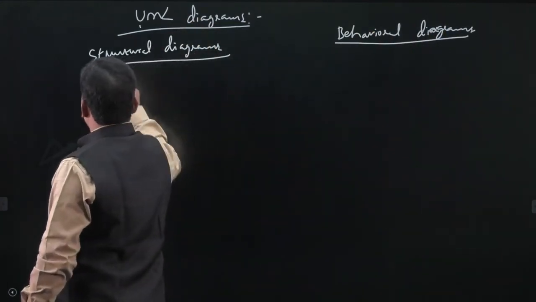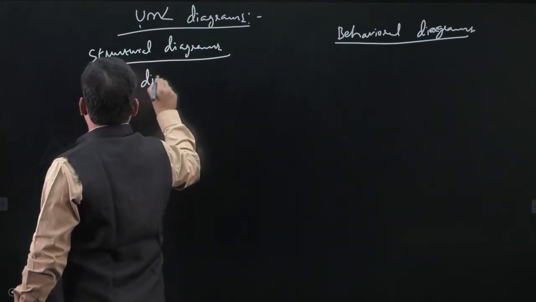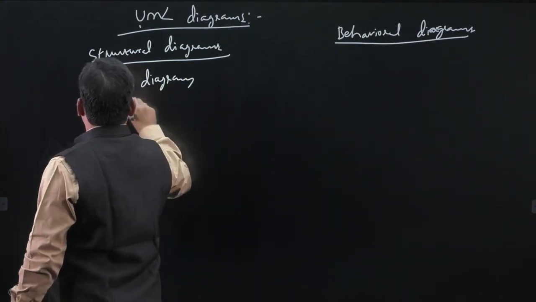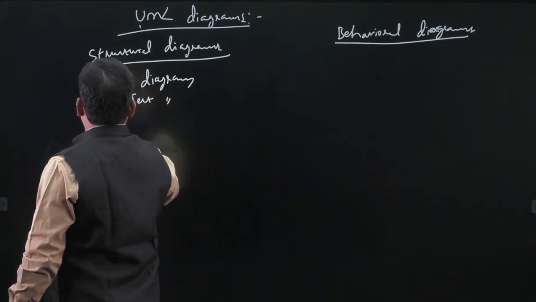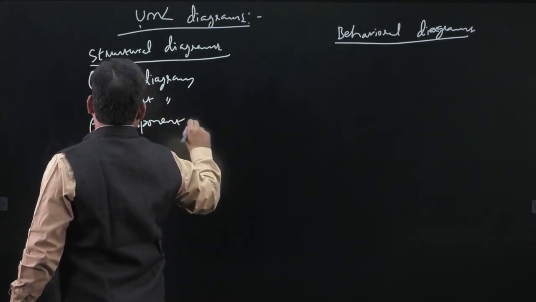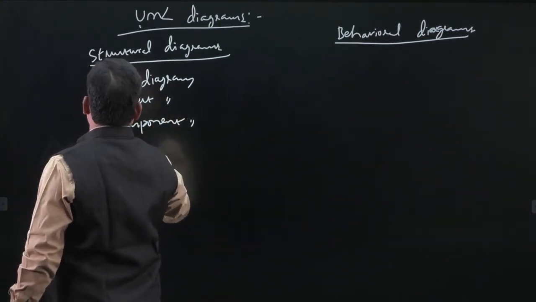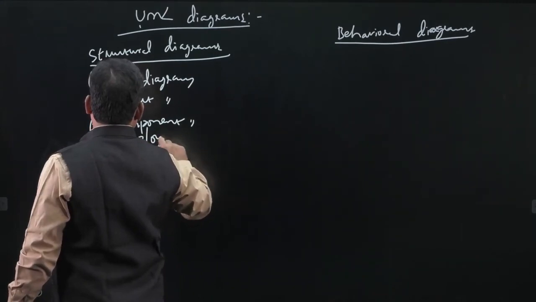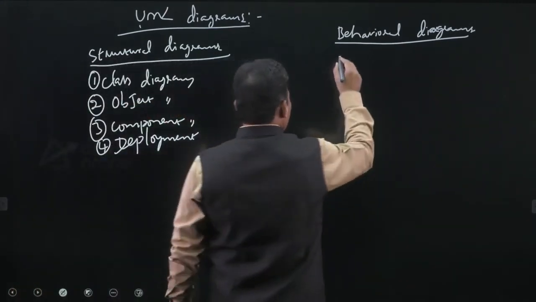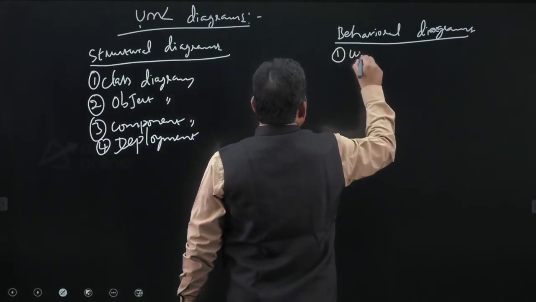Class diagram, one of the structural diagrams; object diagram; next is the component diagram; next is the deployment diagram. The purpose of each diagram is different. Coming to behavioral diagrams, the first one is the use case diagram.